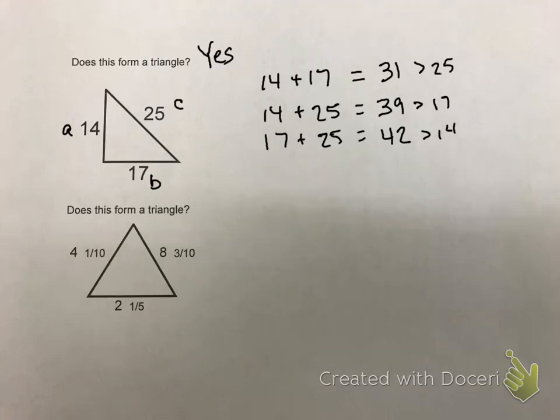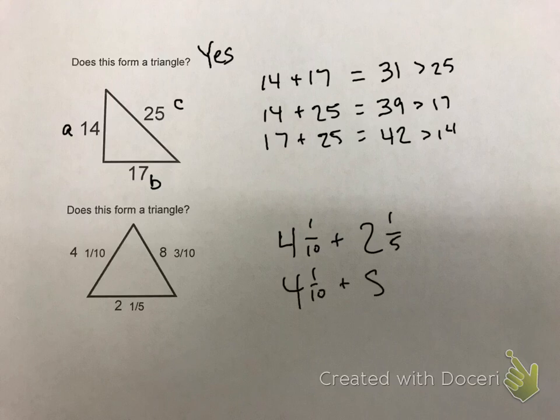Our next example, we have to figure out if that forms a triangle. So we've got to add three different combinations. So 4 and 1/10 plus 2 and 1/5. 4 and 1/10 plus 8 and 3/10. 8 and 3/10 plus 2 and 1/5. And we've got to see if those combinations all give us a true inequality.